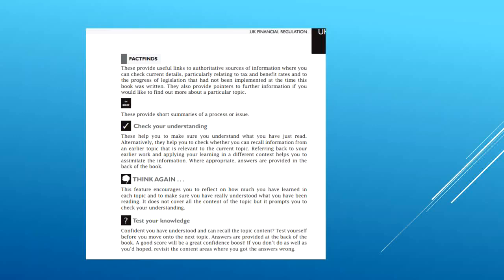Check understanding is very important. Check your understanding and test your knowledge. They all combine, and the combination of all of these gives you a better understanding of what this book is actually about. It's not all about passing your CeMAP, it's about understanding.